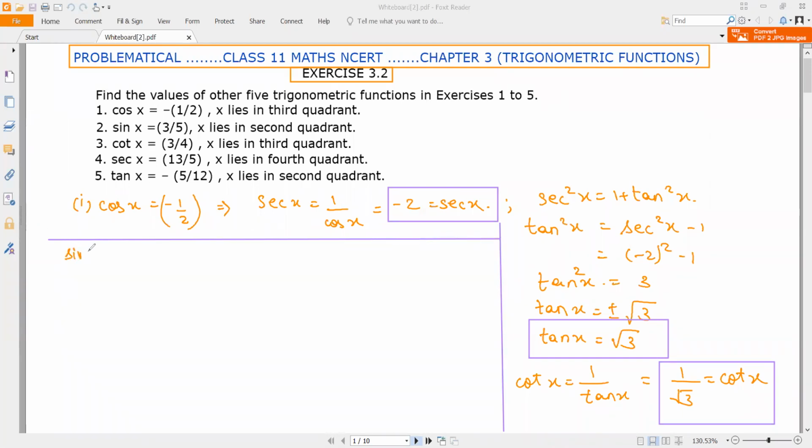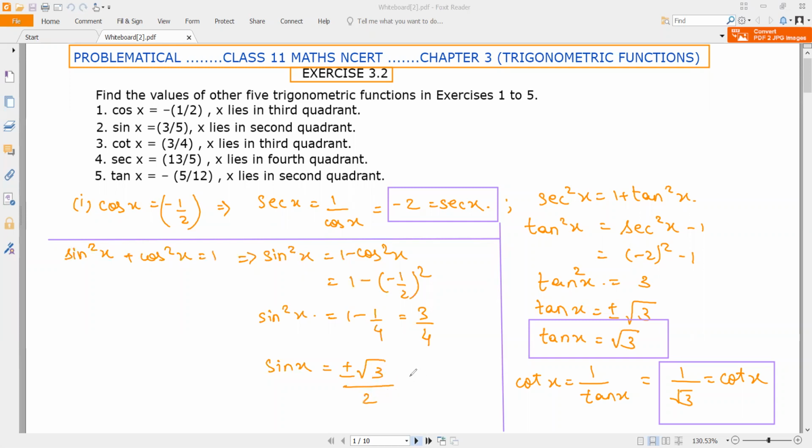We also know that sine square x plus cos square x is equal to 1. Therefore, sine square x is equal to 1 minus cos square x. This is equal to 1 minus 1 by 2 whole square. This is 1 minus 1 by 4, which is equal to 3 by 4. This is the value of sine square x. Taking square root on both sides, sine x will be equal to plus minus root 3 upon 2. Here, we know that sine x has to be negative in the third quadrant. Therefore, sine x value will be equal to negative root 3 upon 2.